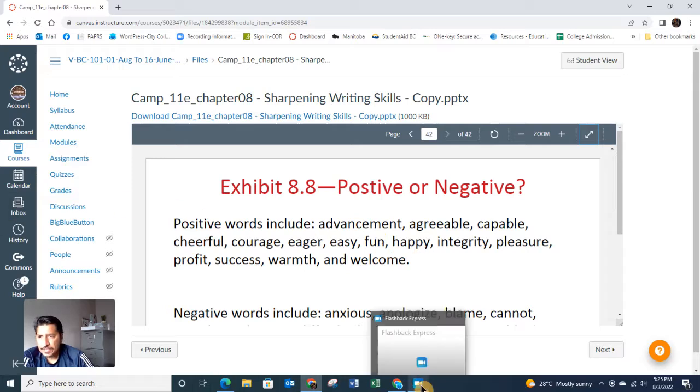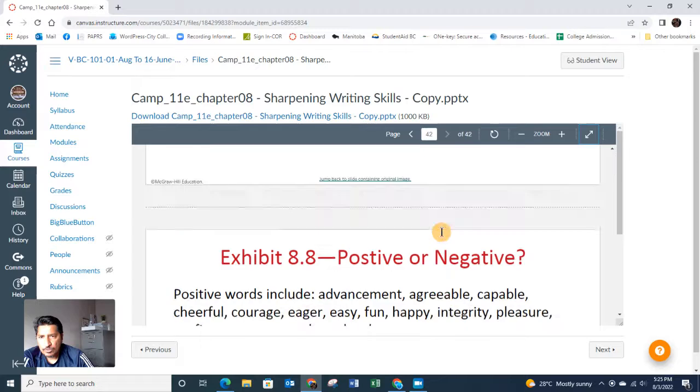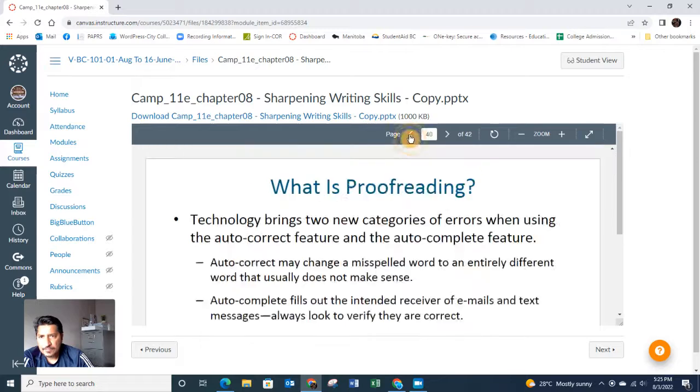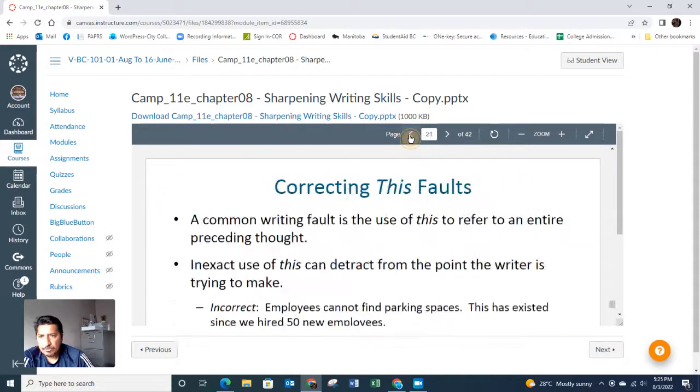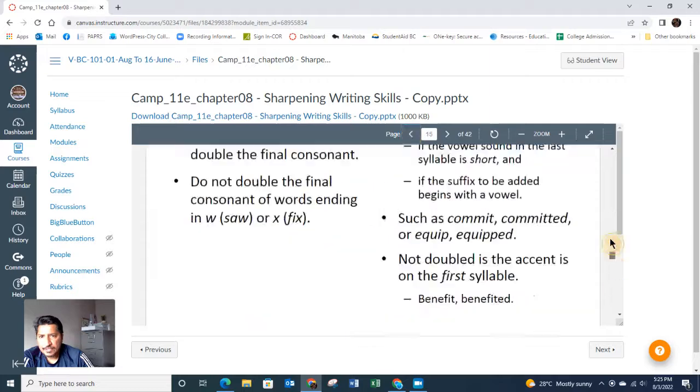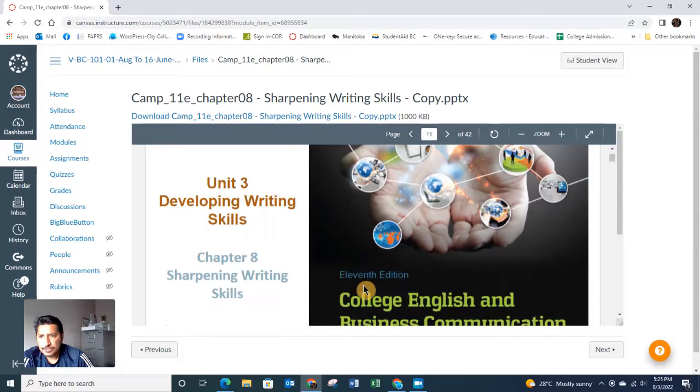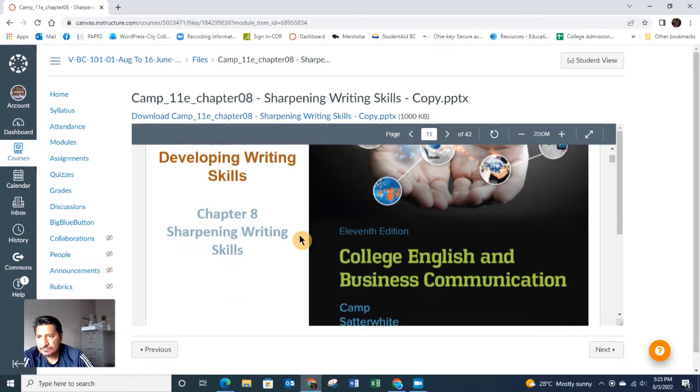So that's it for this learning, where we talked about how you can improve your writing, and then the words, positive words, avoid negative words. This is developing writing skills, sharpening your writing skills.